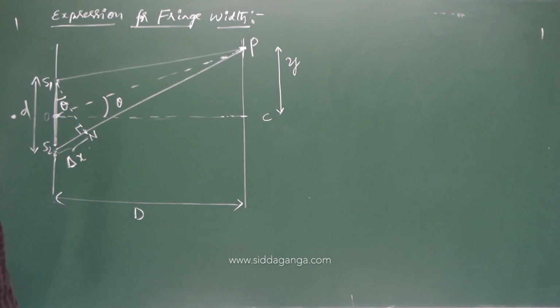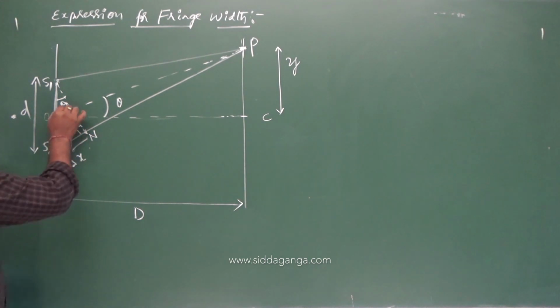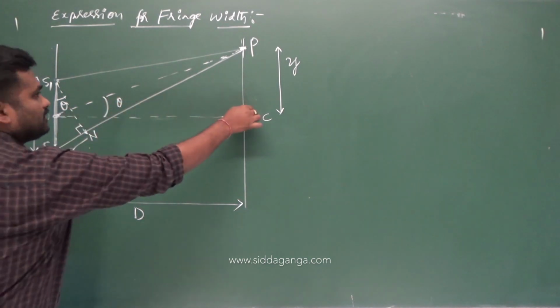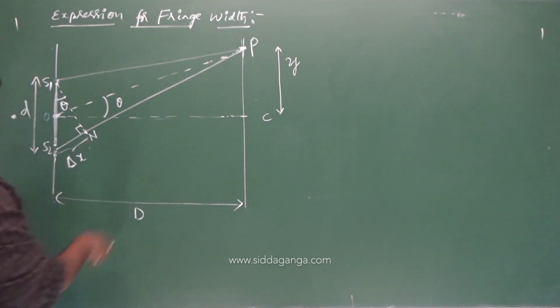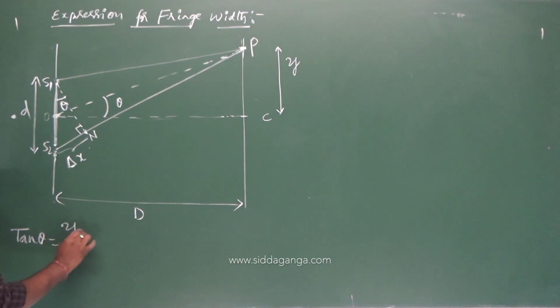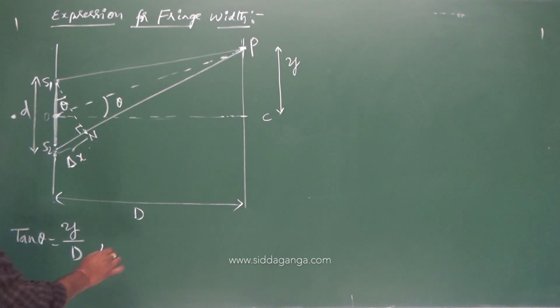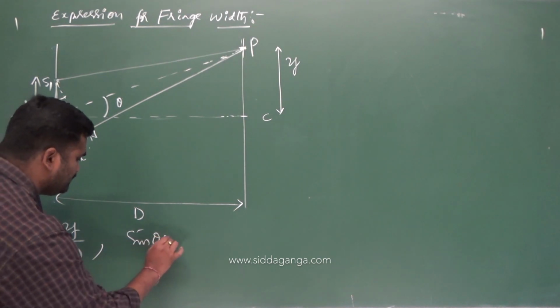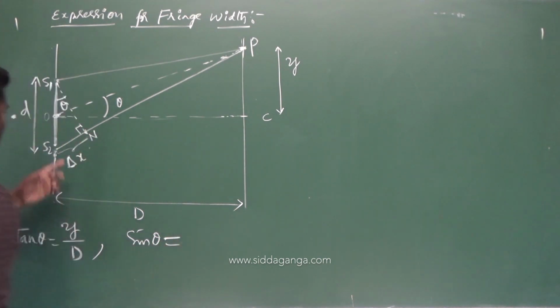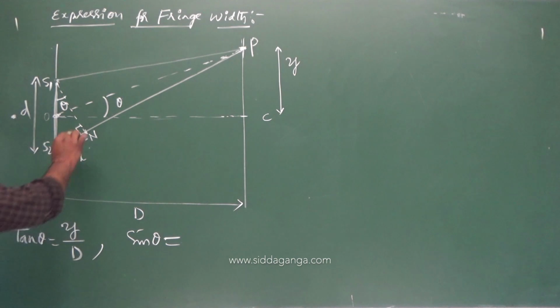See, I am going to write for this angle theta here. Tan theta equals what? It is y divided by d. Here tan theta equals y by d. Keep it in mind. And from this, sin theta can be written as what? Sin theta will be equal to, this is delta x. Remember this is the perpendicular, the foot of the perpendicular.